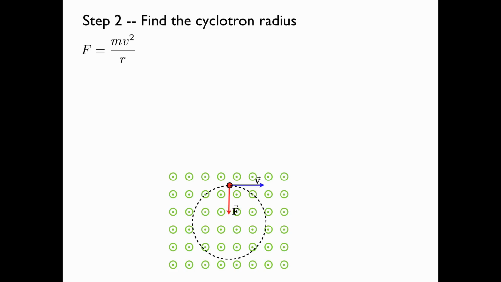Well, the force on the charged particle, which we just found, is also equal to mv squared over r by Newton's second law, because the centripetal acceleration is v squared over r and the mass m. So rearranging this, we have r equal to mv squared over F. Plugging in everything we know, this gives a radius of 8 meters.